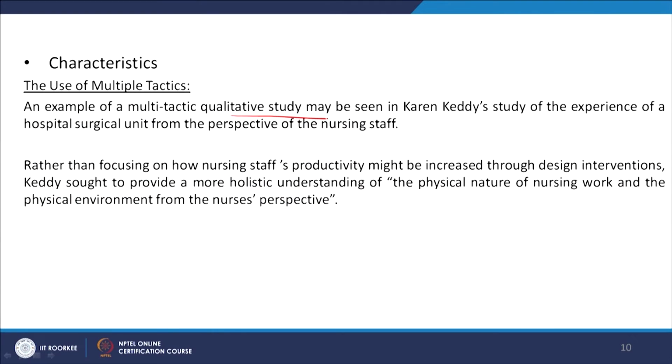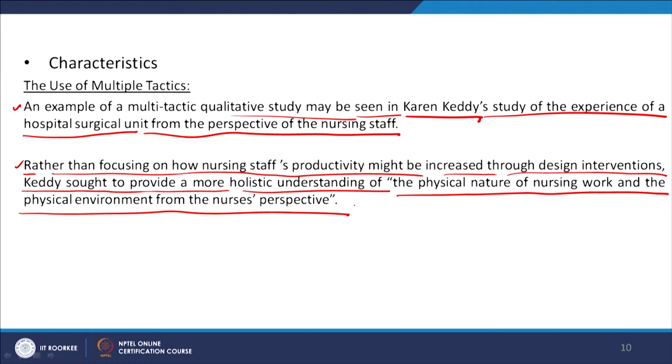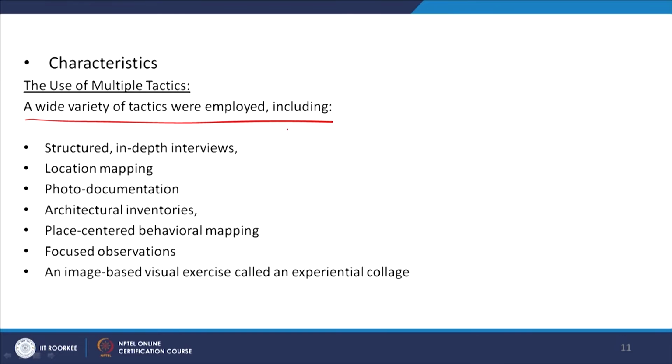An example of multi-tactic qualitative research may be seen in Karen Cady's study of the experience of a hospital surgical unit from the perspective of nursing staff. This is an example of how multiple different strategies can help. Rather than focusing on how nursing staff's productivity might be increased through design interventions, Cady sought to provide a more holistic understanding of the physical nature of nursing work and the physical environment from the nurse's perspective. She wanted to understand the nurses' behavior along with the social context. So a wide variety of tactics was employed. These are a few tactics she took the help of.